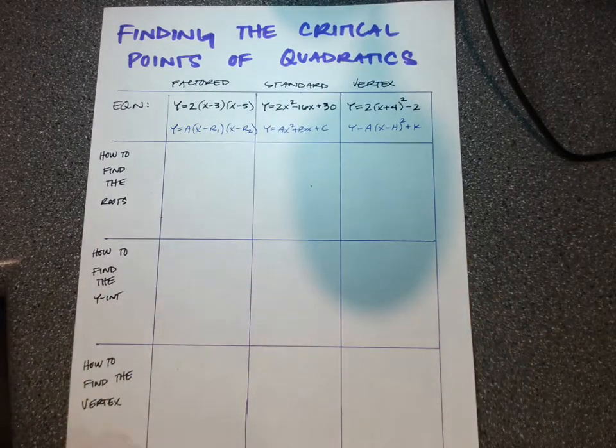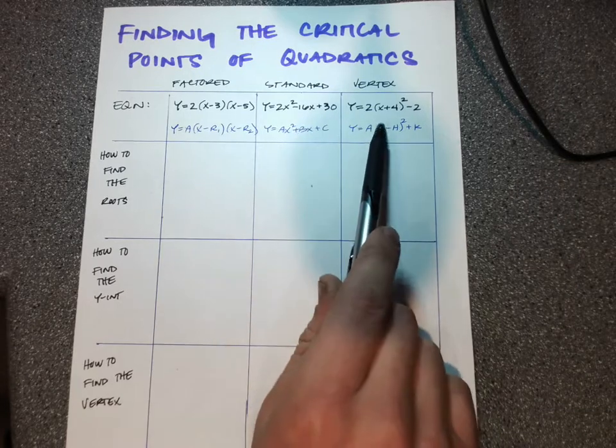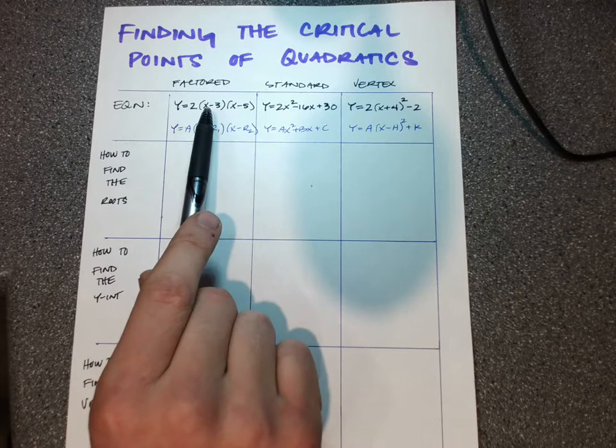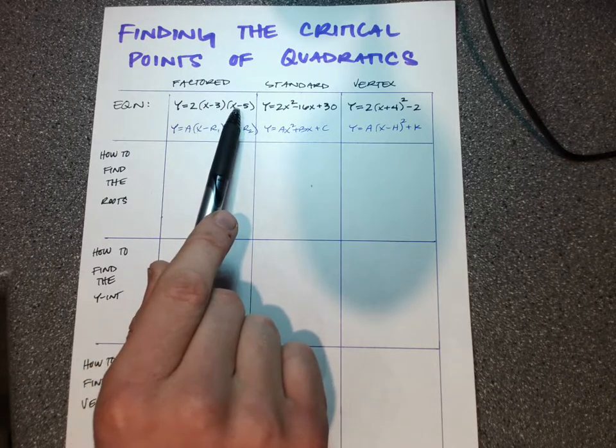All right, finding the critical points. Quadratics. Here we have three different types of quadratic equations, all of which produce the exact same parabola. So the factored form you can tell because it has two parentheses, and I'm going to use specifically this one.